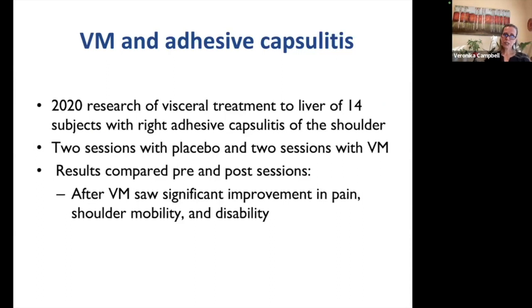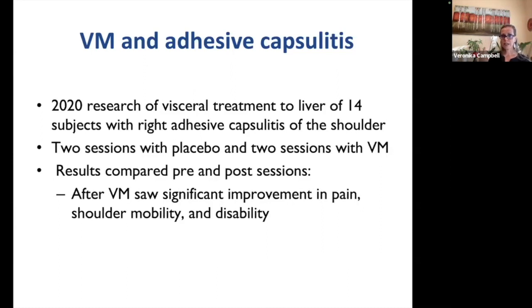And so in this first research that was done in 2020, this was done overseas, and it's all in my references if you want to read the direct research articles themselves. But they did a visceral technique to the liver on 14 subjects that had right shoulder adhesive capsulitis. So the liver and gallbladder tend to refer to the right. If you go back and look at that image that I gave you, the referral patterns, you'll see that. And so these were 14 individuals that had right adhesive capsulitis of the shoulder.